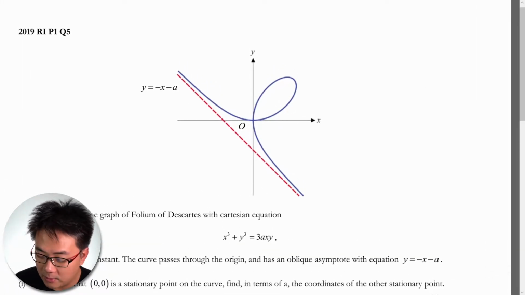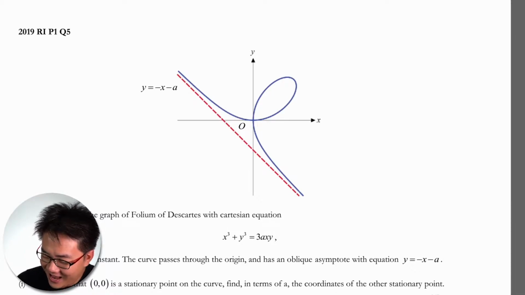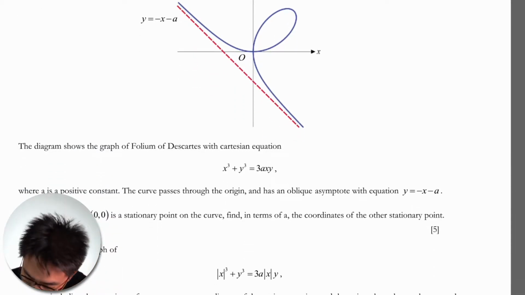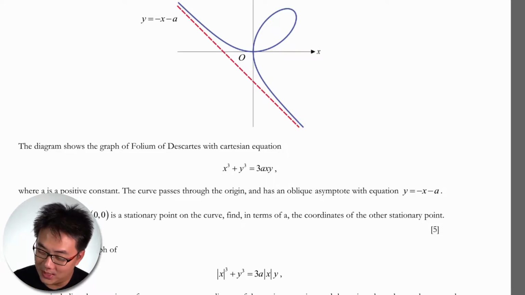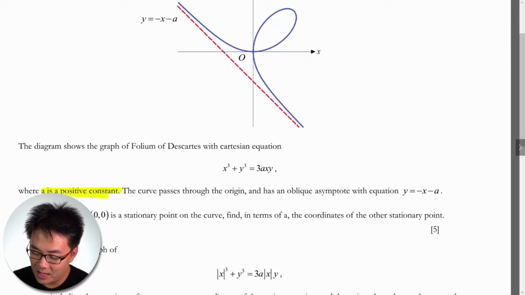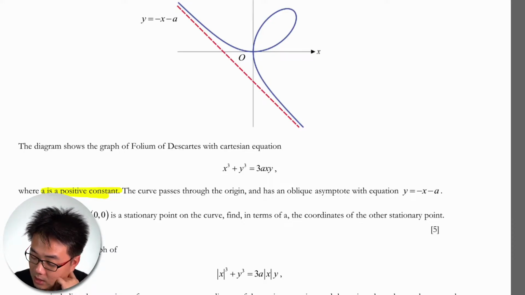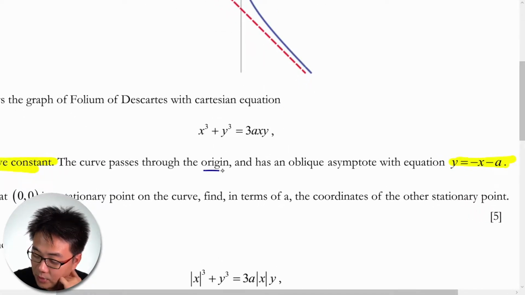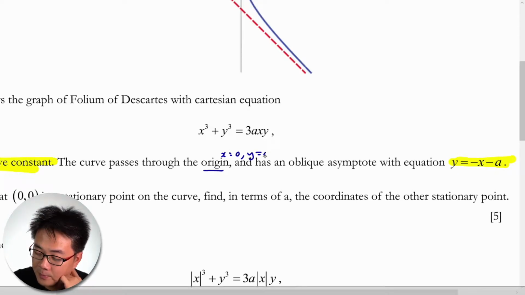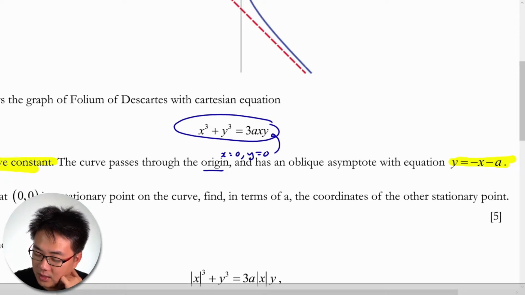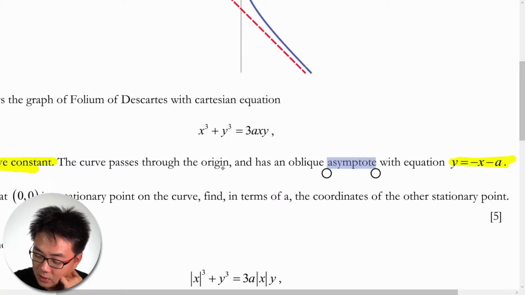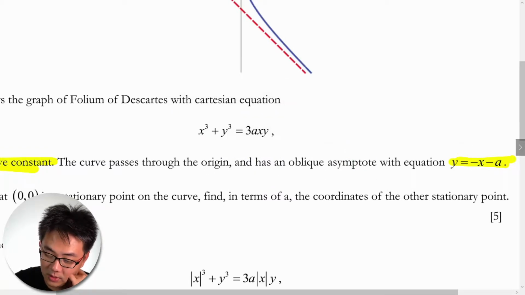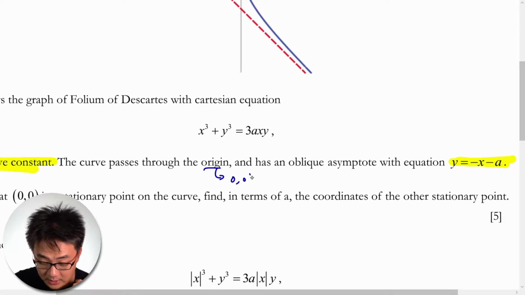You're told that this diagram shows a graph of the Cartesian equation x cubed plus y cubed equals 3axy, where a is a positive constant. Usually I would ask students to highlight this. The curve passes through the origin and has an oblique asymptote with the equation y equals minus x minus a. It passes through the origin, so x equals 0, y equals 0. Unfortunately, this can't solve for the constant a because everything would just be 0, so it doesn't really help. Usually we just note it as a passing statement.